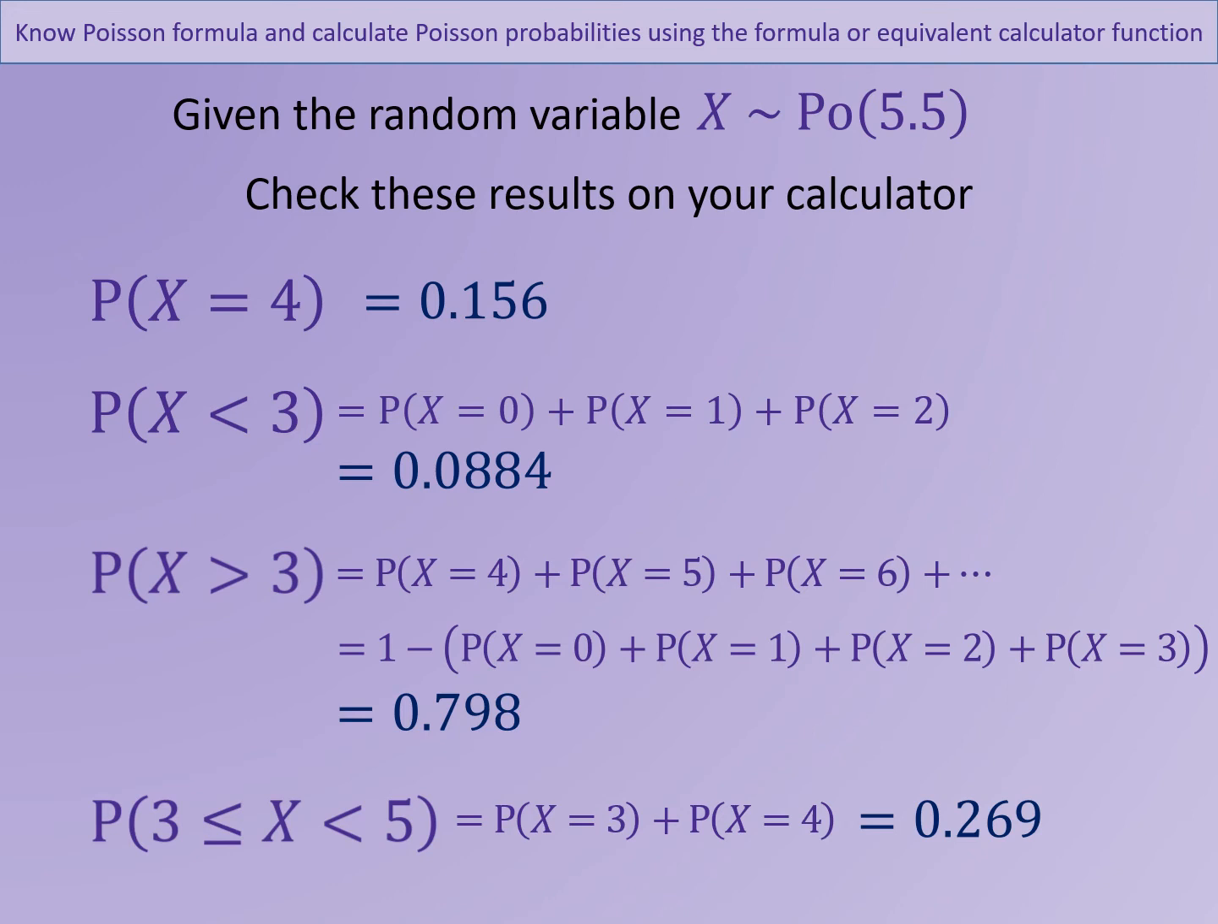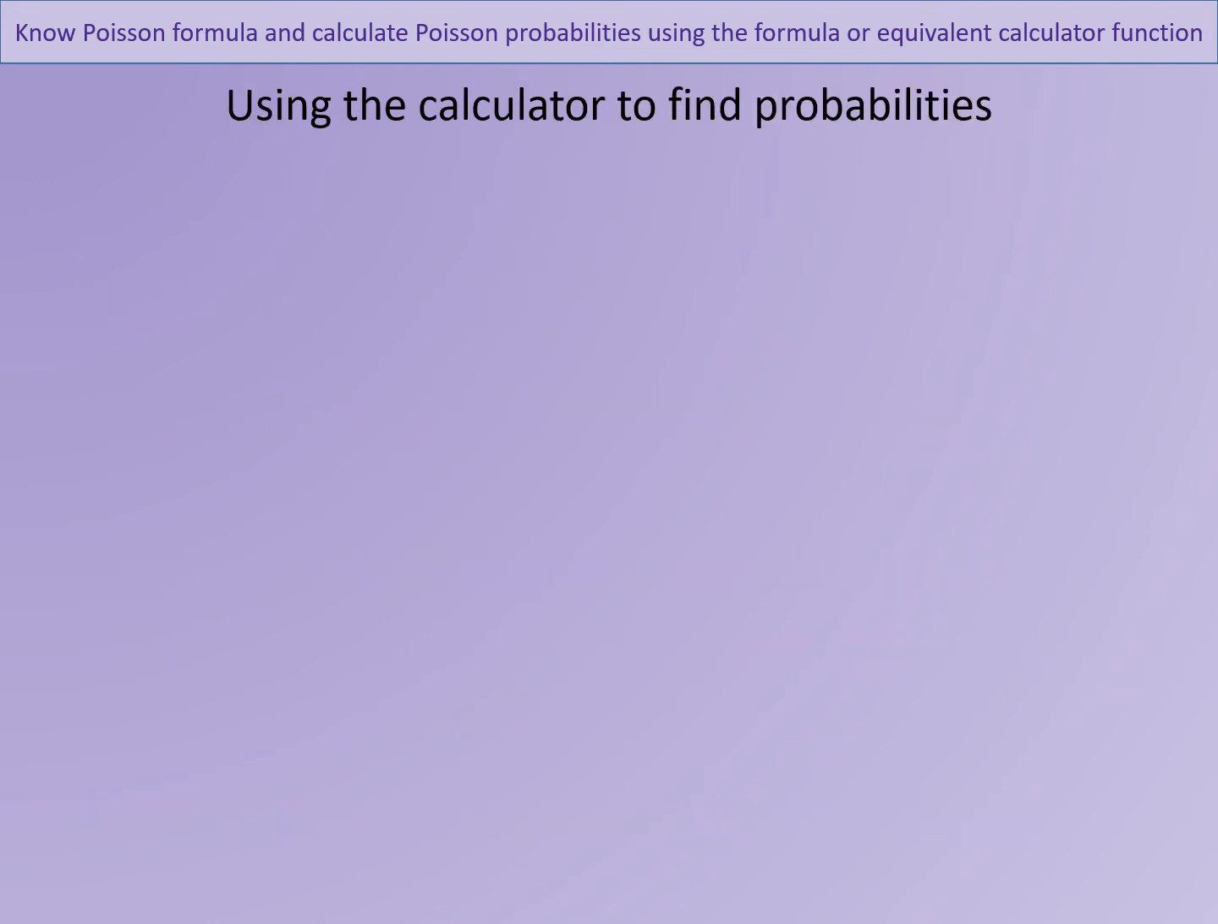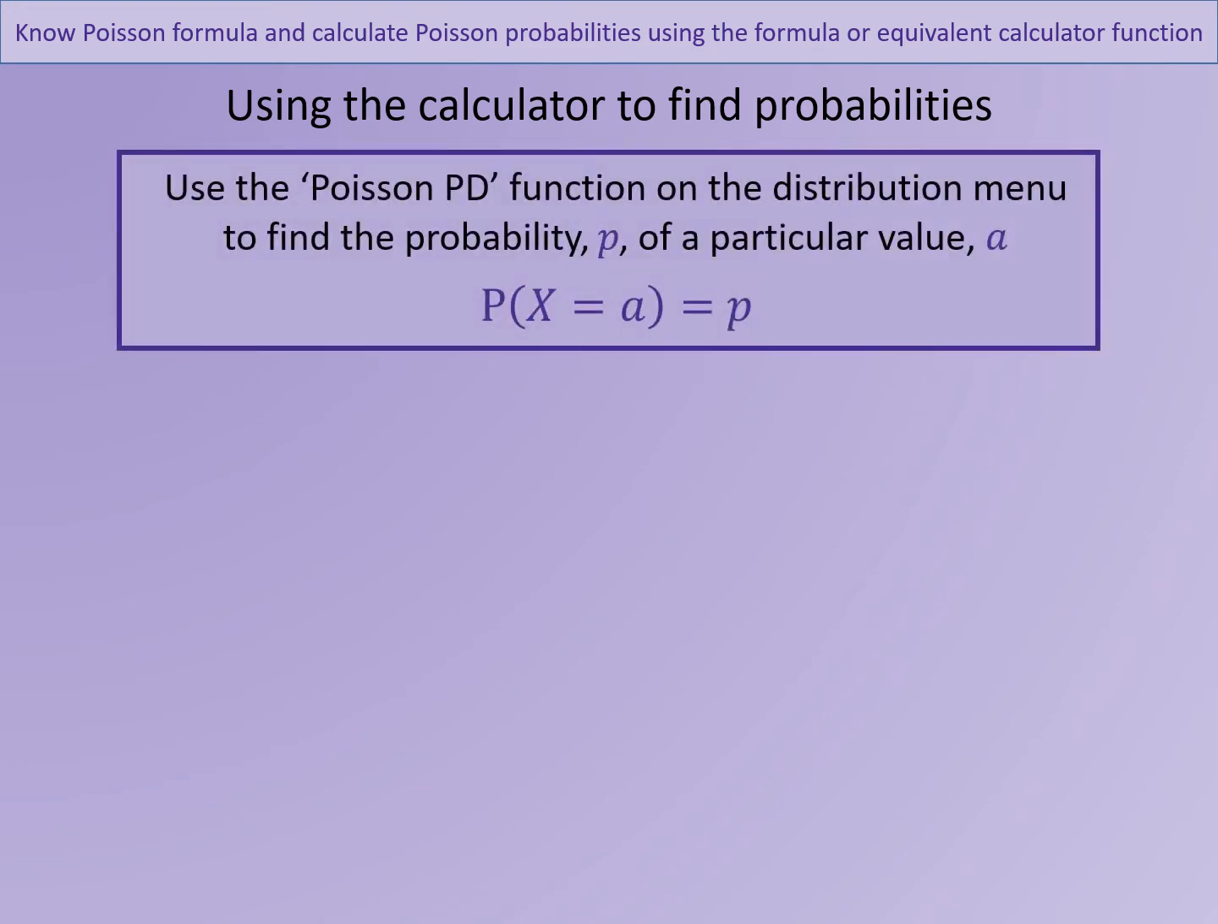We can also use a calculator function to calculate these. There are two functions on the calculator which can be used to calculate probabilities for the Poisson distribution. They are both on menu 7, which is the distributions menu. The first one is the Poisson Pd function. This gives the probability of x being equal to a specific value. This does the same function as the formula that we have just been using.